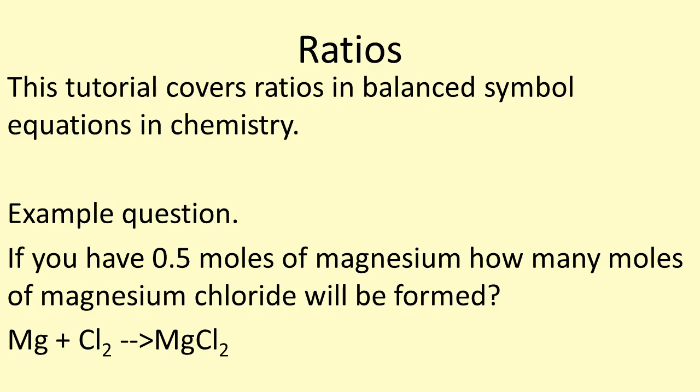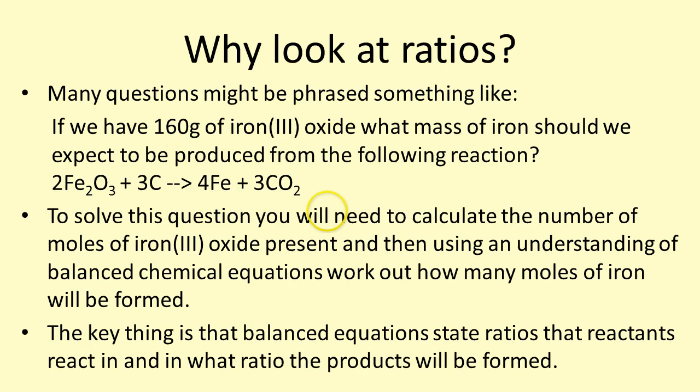This tutorial covers ratios in balanced symbol equations in chemistry. So why might we look at ratios? Many questions might be phrased something like, if we have 160 grams of iron 3 oxide, what mass of iron should we expect to be produced from the following reaction?